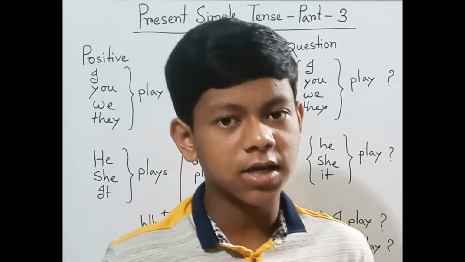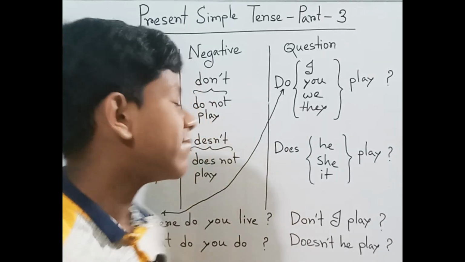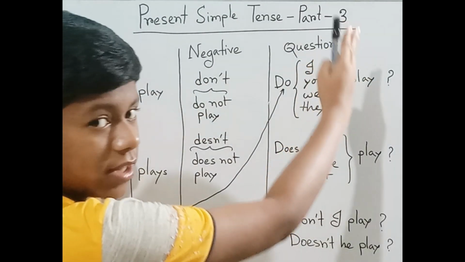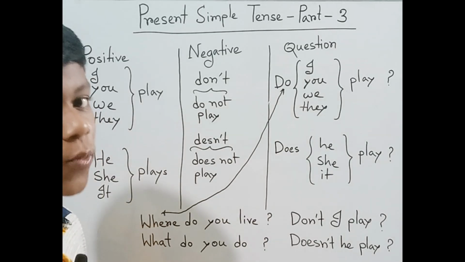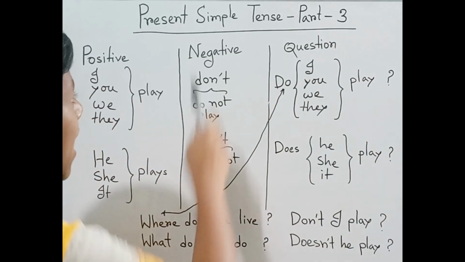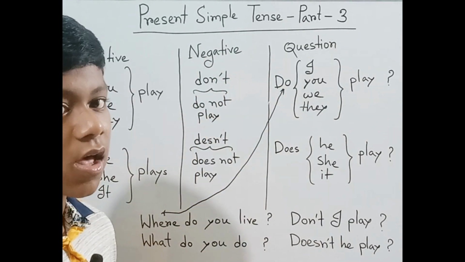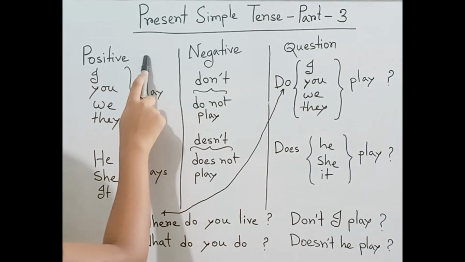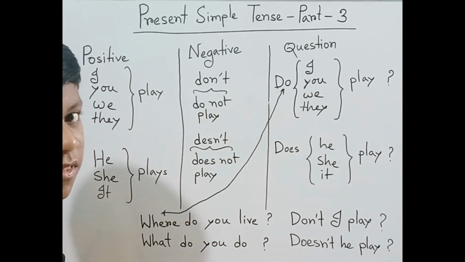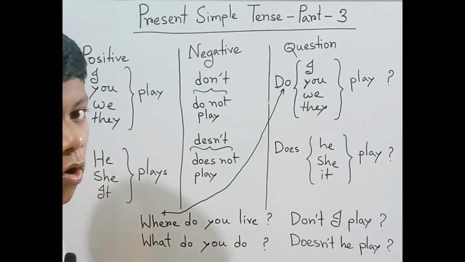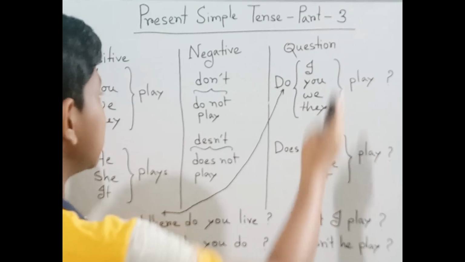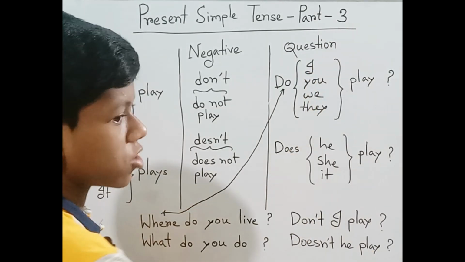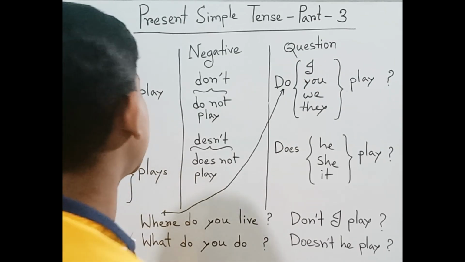Here on the board you can see that I have divided the present simple tense into three sections: positive, or you can say affirmative, then negative, and question. Today we will learn these three sections. First of all, we will learn the positive.